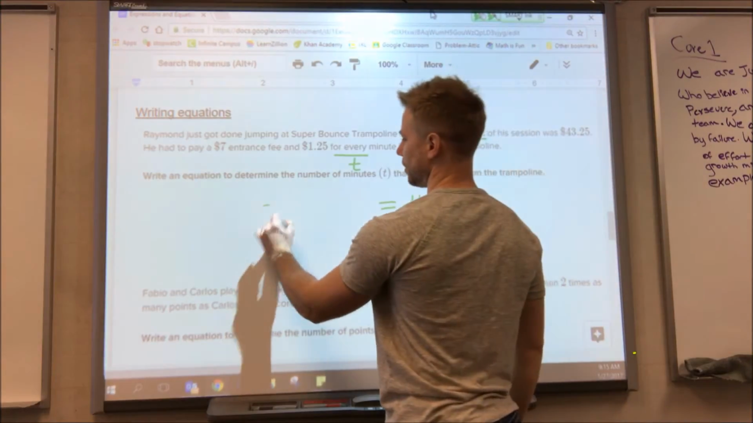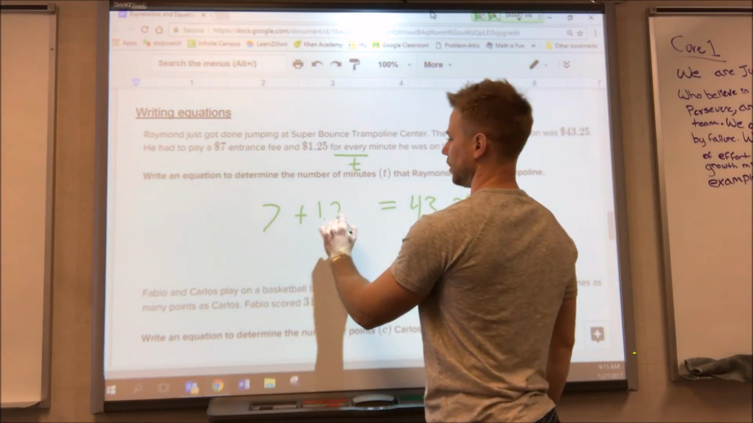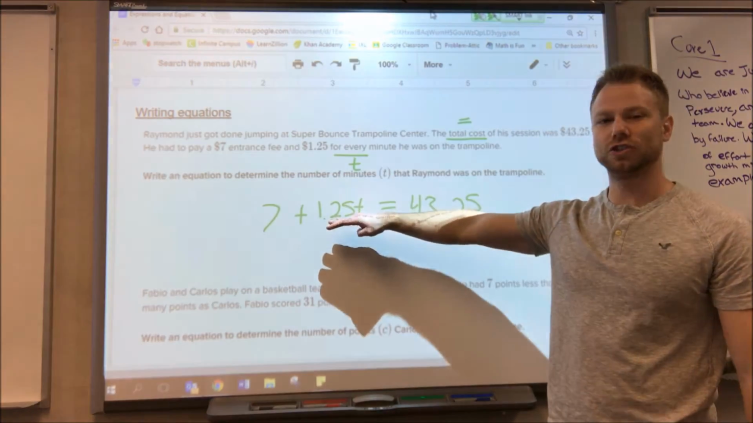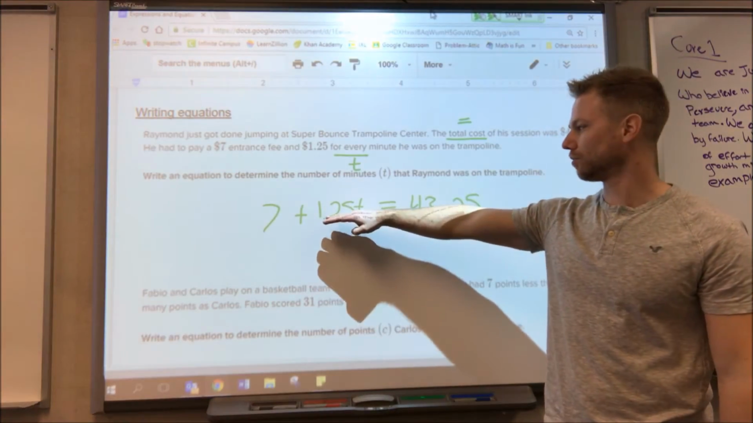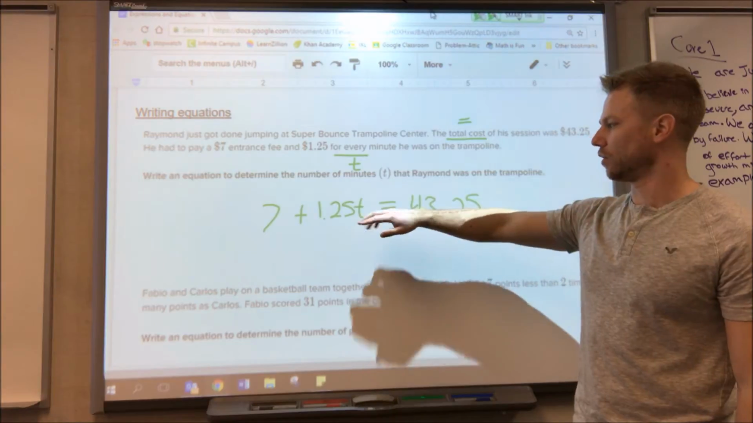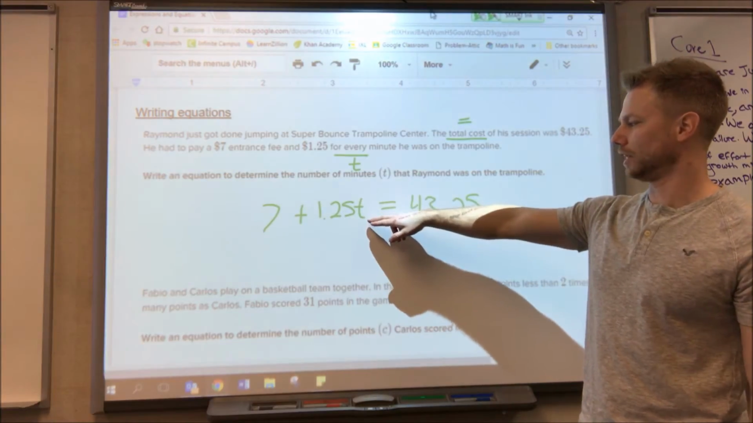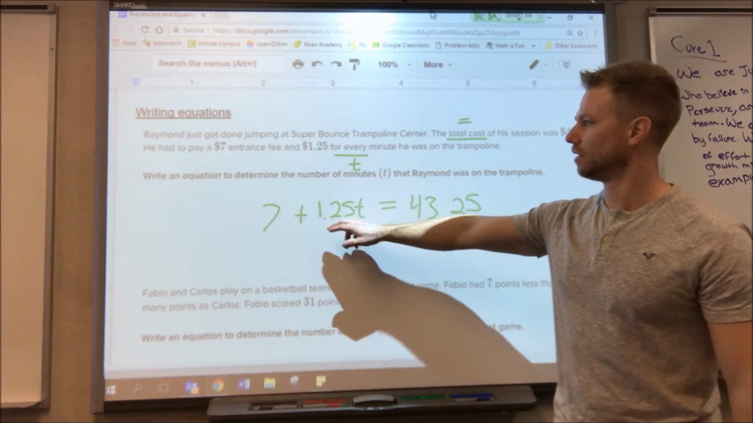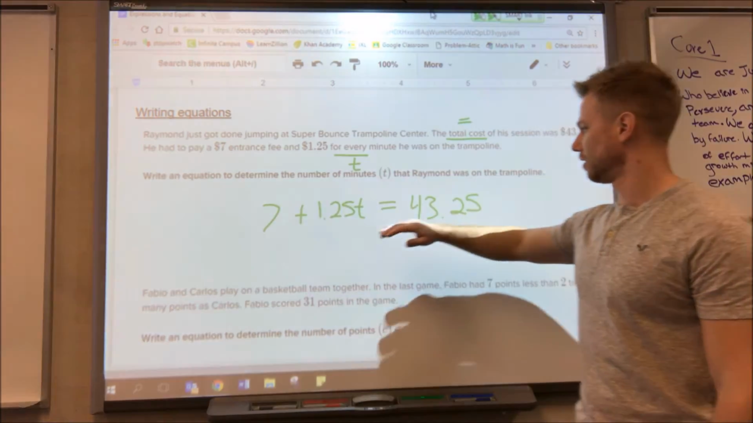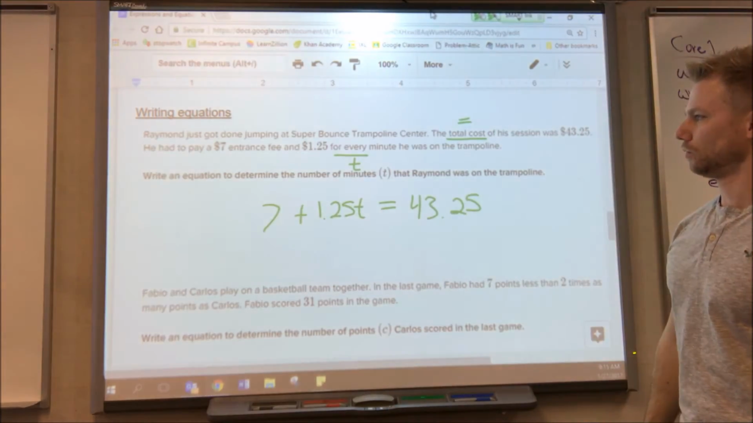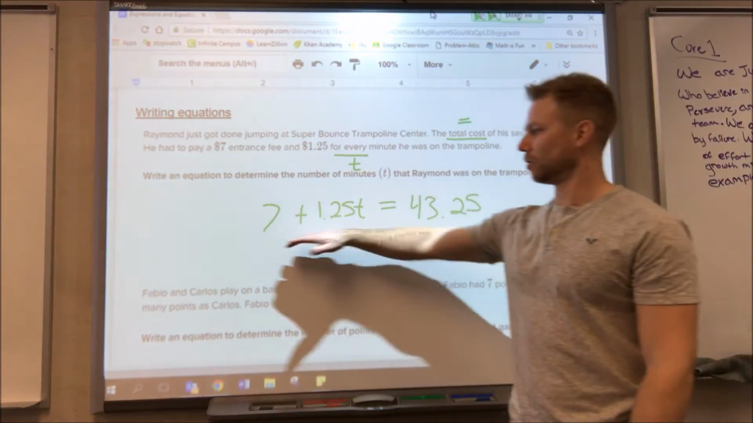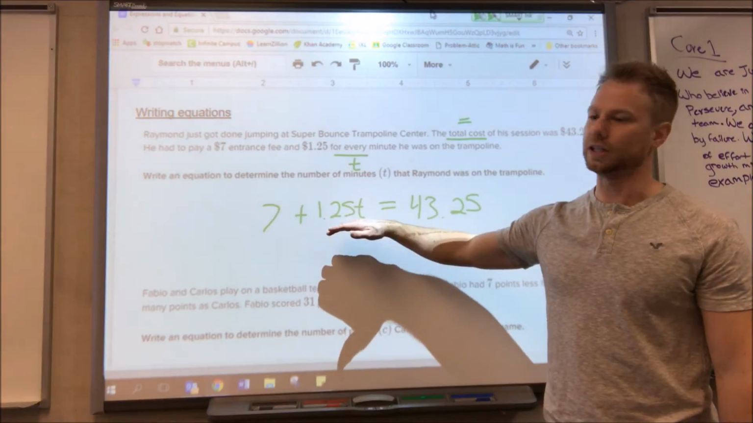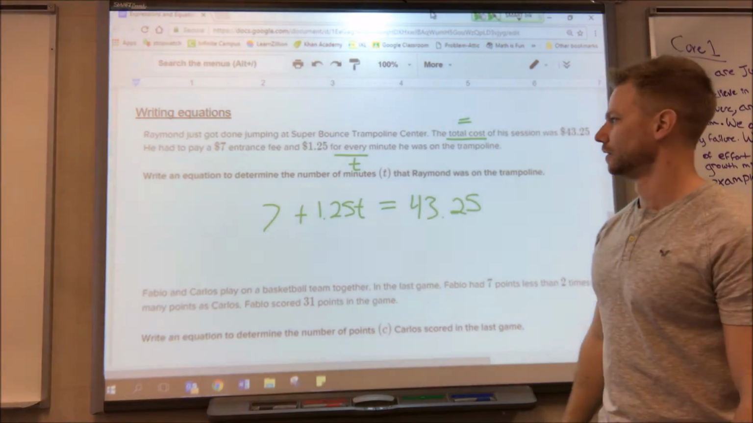So we have 7 plus $1.25 t. Because it's not just $1.25, it's $1.25 for every minute. So however many minutes he's on the trampoline, we multiply that by $1.25, add the entrance fee of $7, is going to equal our total. Now that we have the equation, we can follow our previous rules in solving for t, getting t by itself.